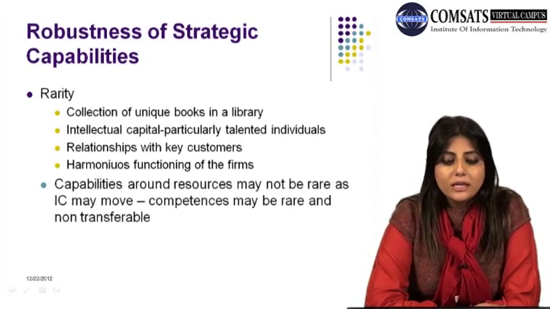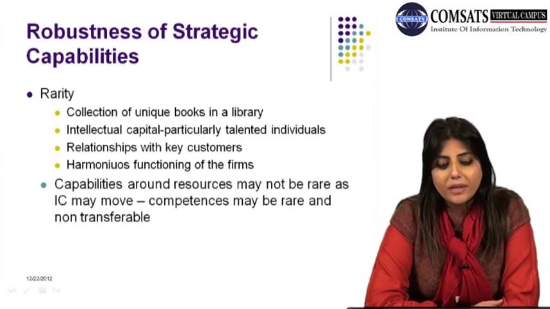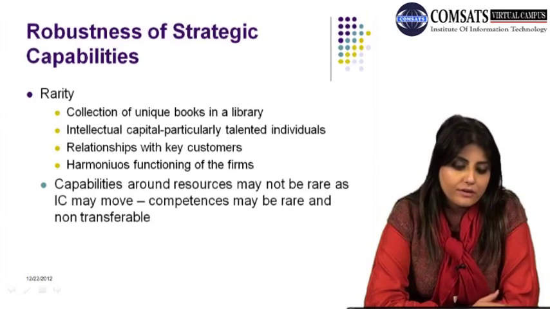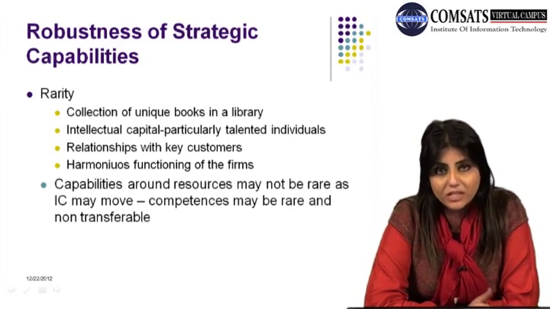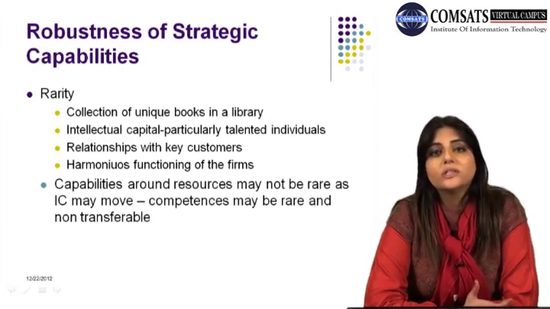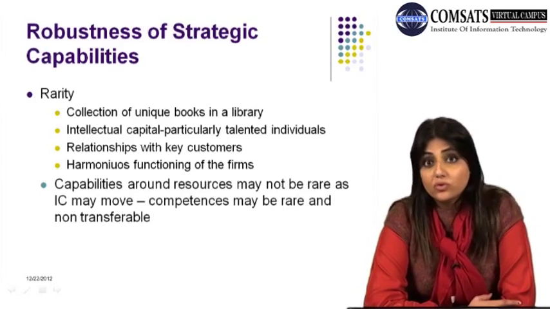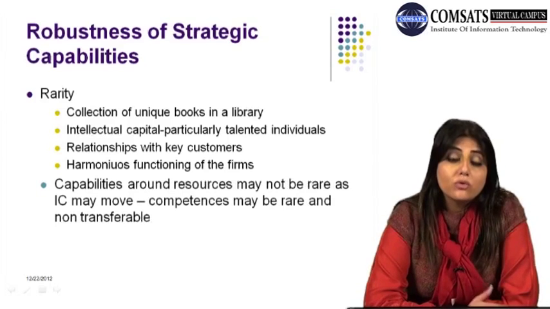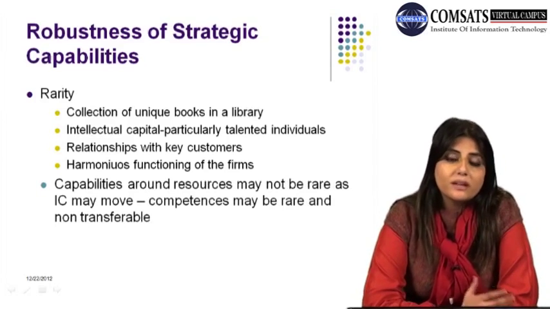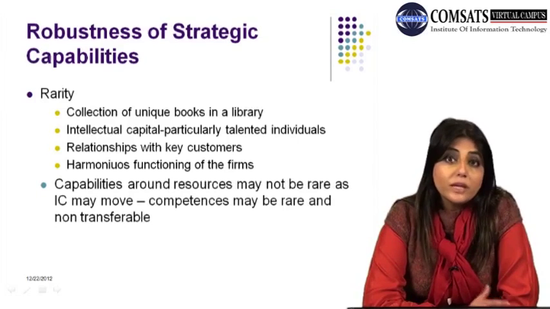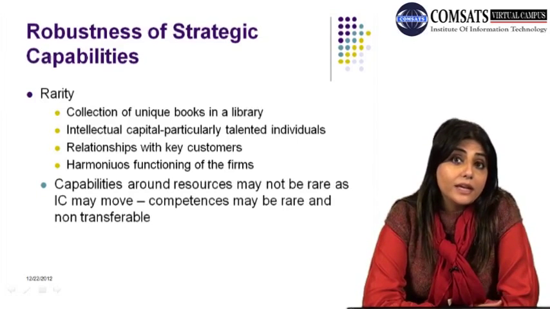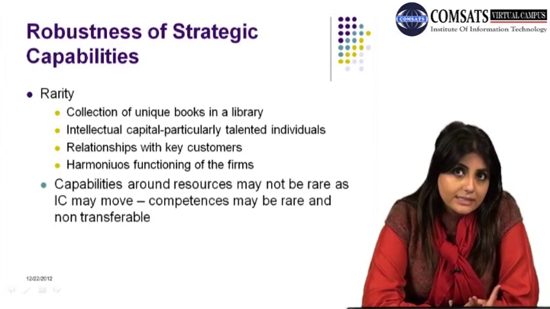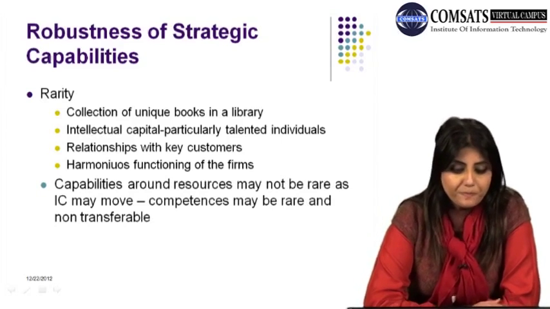Now we are going to see what makes your strategic capabilities robust. One, they should have rarity, such as a collection of unique books in a library, which are not easily available in other libraries. Those unique books, for example classical writings, are not available easily, and they are not substitutable as well. So that is rare, that is robust.